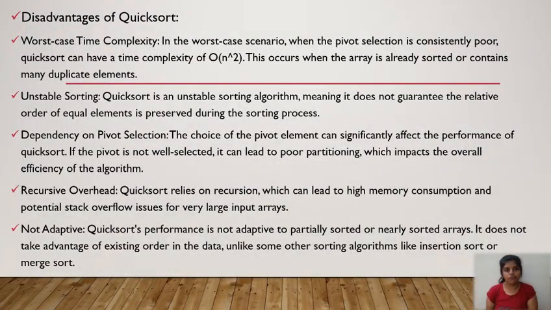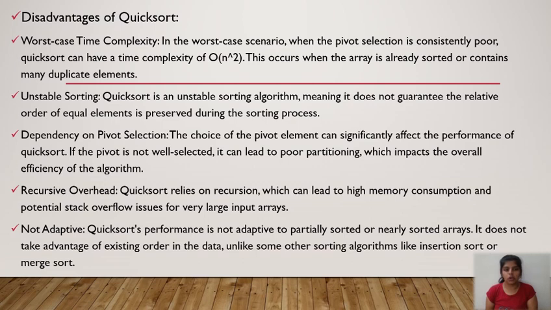Disadvantages of Quicksort. Worst case time complexity. In the worst case scenario, when the pivot selection is consistently poor, Quicksort can have a time complexity of O(n^2). This occurs when the array is already sorted or contains many duplicate elements.